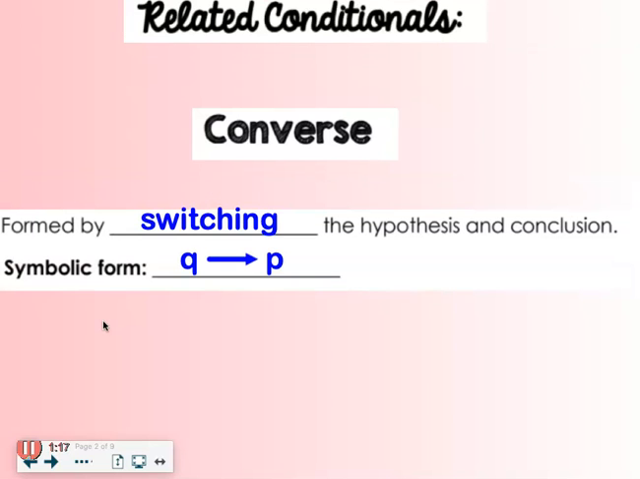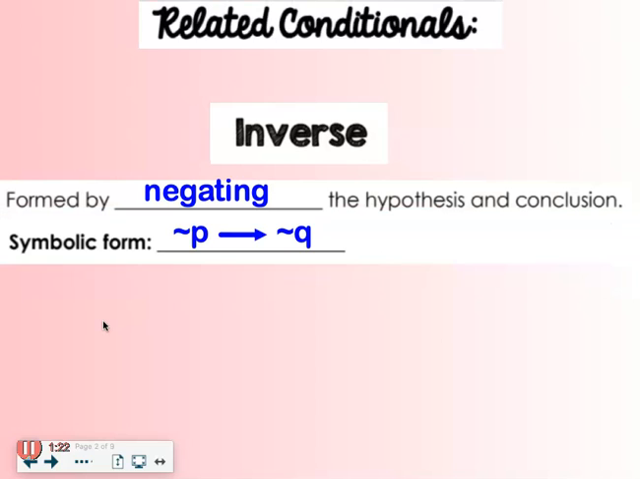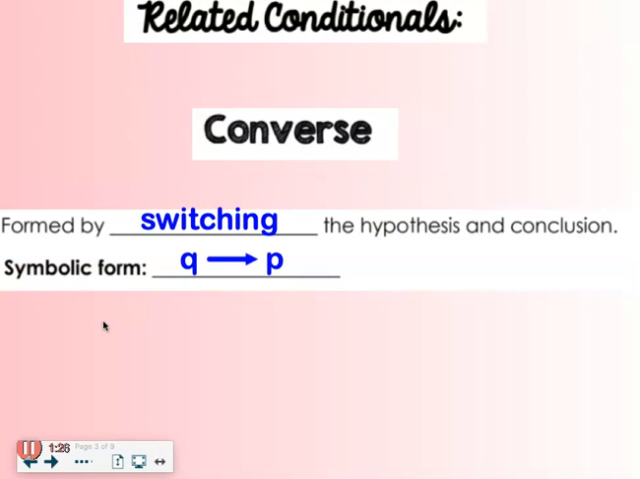The converse is when you switch your order. So the hypothesis and conclusion switch spots. This time it's going to be Q implies P.